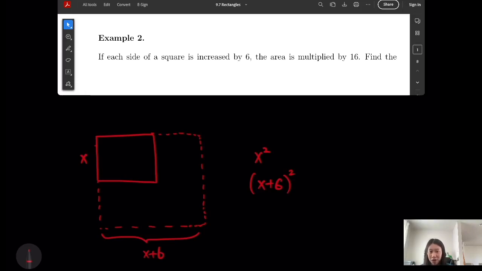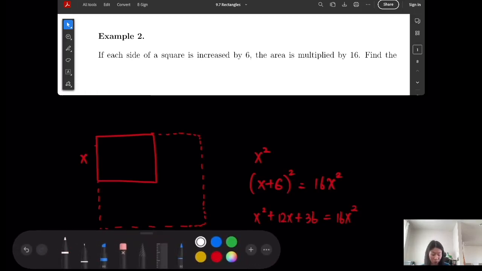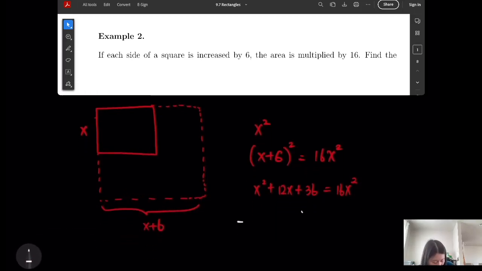And then this is going to be the original square multiplied by 16. So the original one is x squared. You multiply by 16, so that means it's going to be 16x squared. Okay. So now we can solve this. We have x squared plus 12x plus 36 equals 16x squared. The first step is you want to set the equation equal to 0. So I will have -15x squared plus 12x plus 36 equals 0.